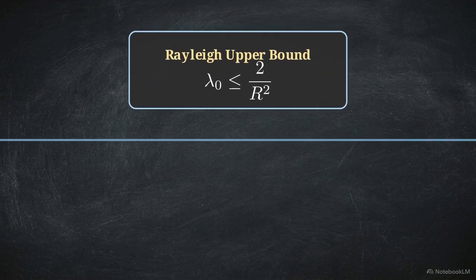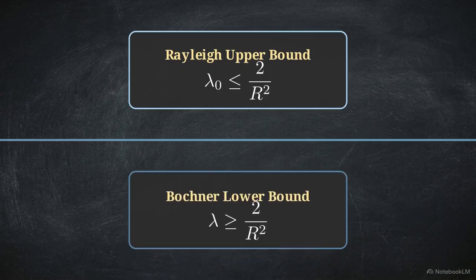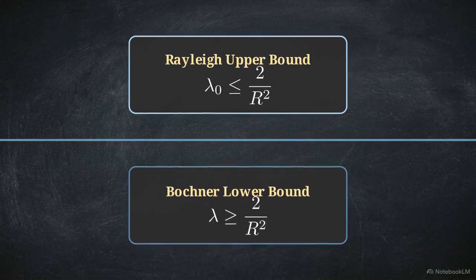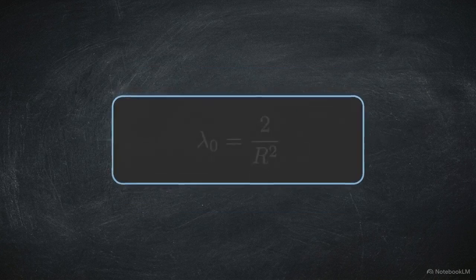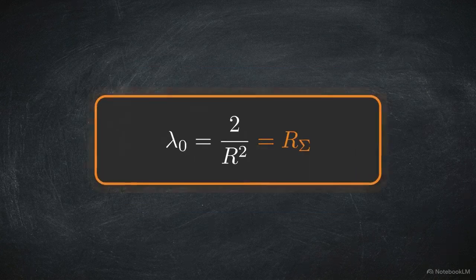Two independent mathematical limits emerge. The Rayleigh upper bound places a strict ceiling at 2 over r squared. The Bochner lower bound establishes an identical floor. These bounds perfectly compress. The ground eigenvalue is exactly 2 over r squared, equaling the scalar curvature.